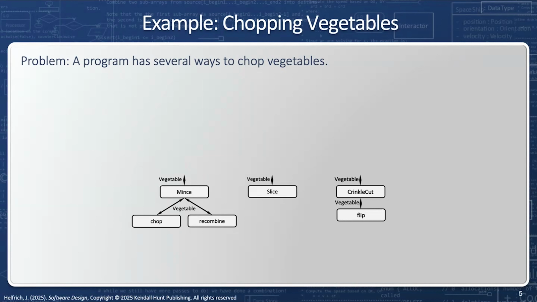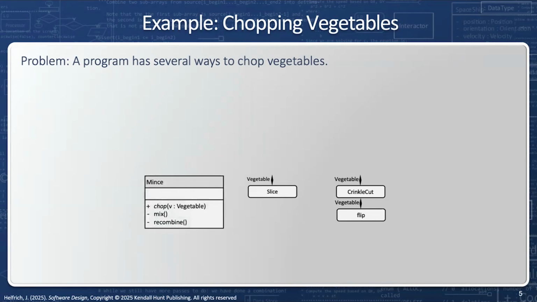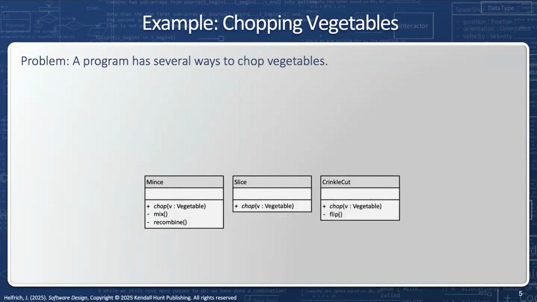So first of all, I'm going to take my mince collection of functions, and I'm going to put that into a class called mince, and chop we'll call mix and recombine. Now my slice will become its own class as well, and chop will just have the slice algorithm, and crinkle cut will have the chop method, but it'll also call the flip private method.